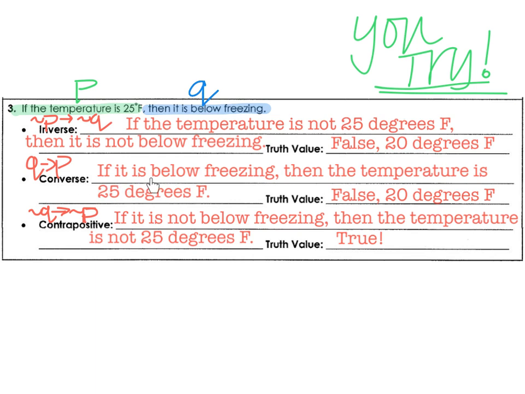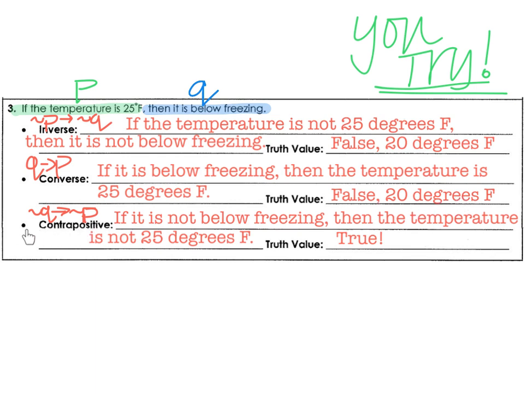Converse, we switch the Q and P. So if it is below freezing, then the temperature is 25 degrees Fahrenheit. All right, we switched our Q and P. The truth value of this, it's false because it could be 20 degrees Fahrenheit again.